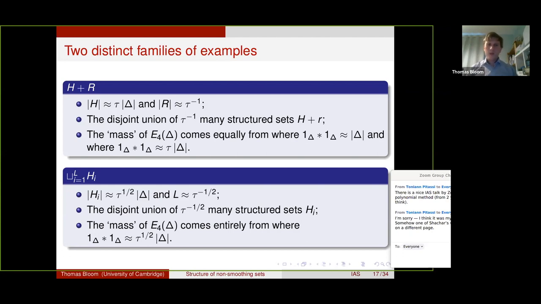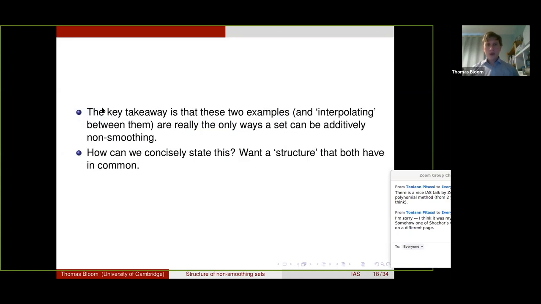Okay. So again, these various parameters are not meant to be obvious, but they are what happen if you do the calculation, and it's a very instructive and educational calculation to carry out. So I encourage you to play around with these examples. And the main point of the result I'm going to talk about today is that these two examples and various interpolations between them are really the only ways I can be additively non-smoothing.